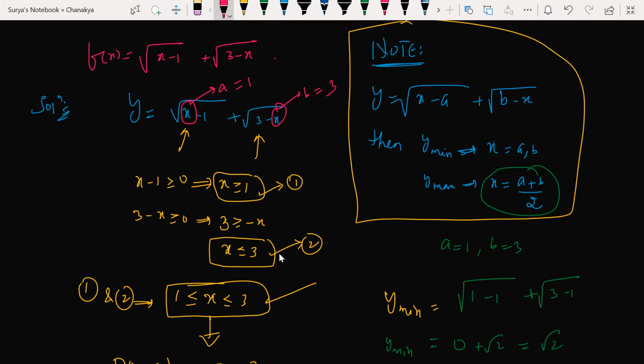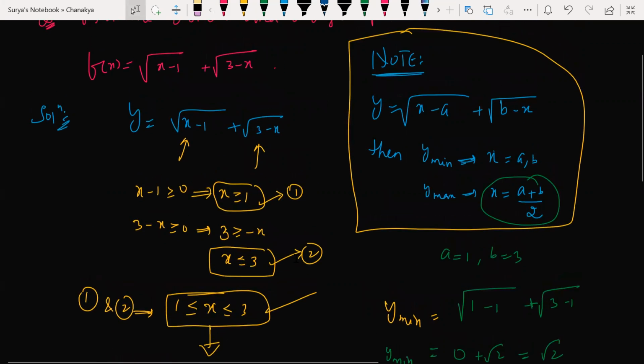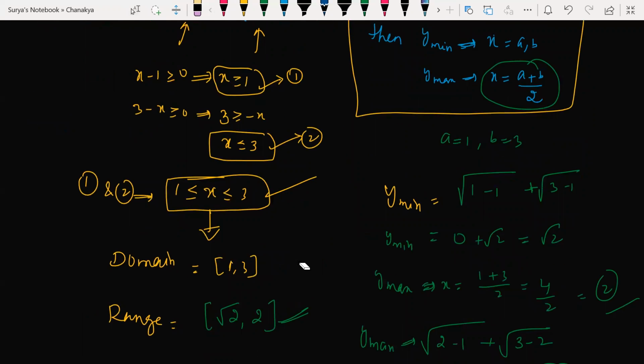All right, getting my point? 1 minus 1 and 3 minus 1. The X value is going to be what? A comma B. Understood or not? What is A comma B here? 1 comma 3. So the X value is going to be 1 comma 3 here. So I took 1 and substituted it here as the X value.